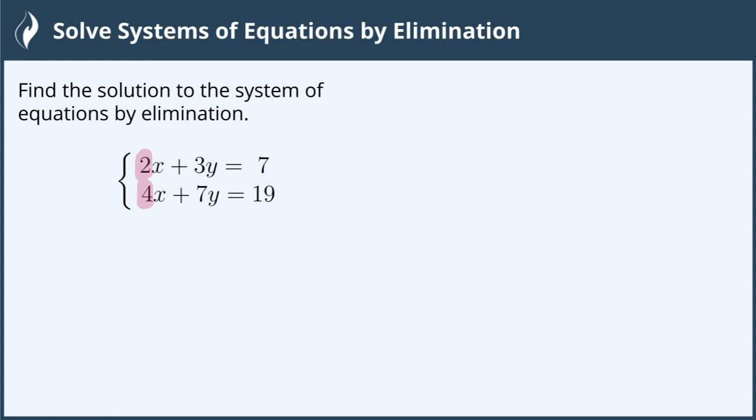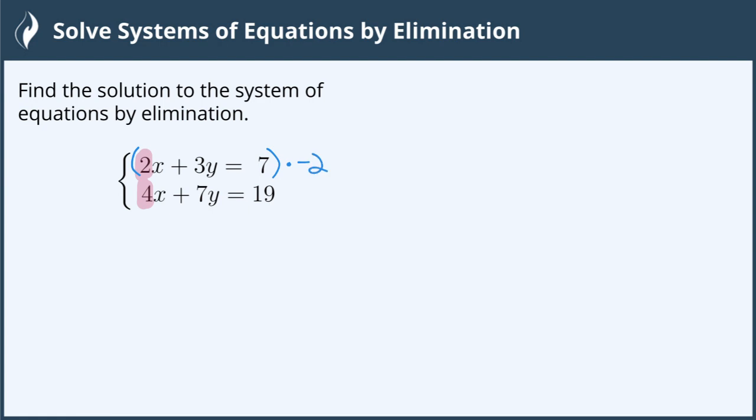So what we're going to do is multiply the first equation by something so that the number in front of the x becomes negative 4. We want it to become negative 4 because, again, we want the x's to match, but one should be positive and one should be negative. Since our second equation has a positive 4, we're aiming for negative 4. So what do I multiply 2 by to make it a negative 4? Well, that's going to be negative 2.